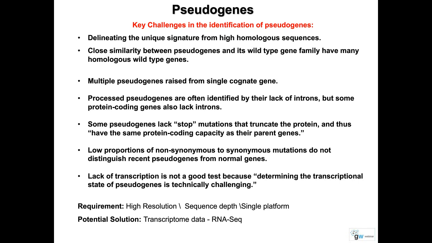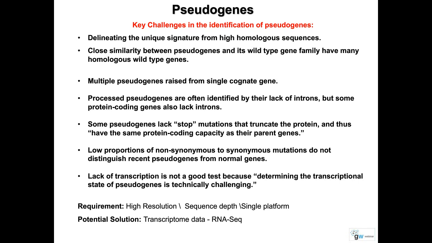So, as I mentioned before, since the sequence homology between the wild type gene and the pseudogene is high, separating the sequence reads from the pseudogene and the wild type gene is a little challenging. That is bioinformatically challenging, but there are some improved versions of the software available now. So delineating the unique signature from highly homologous sequence is a challenging part.